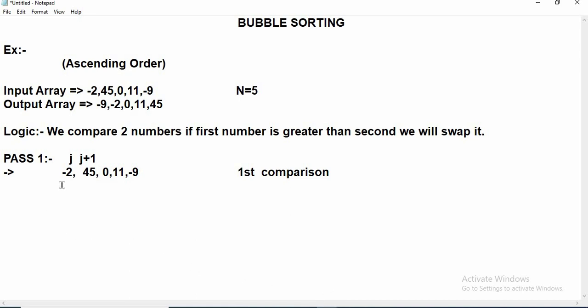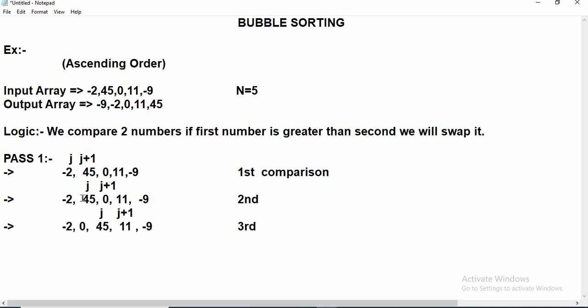In the next step, we will shift the j pointer to 45. Our j pointer is now pointing to the second element, and it is compared with the next element. Here you can see 45 is greater than 0. So according to the logic, we are going to swap this. Here we complete the second comparison. So we have swapped 45 with 0 and we got this array.